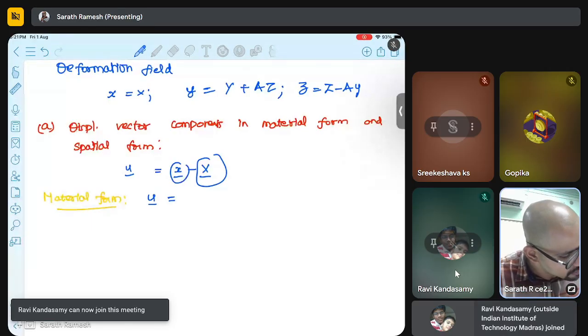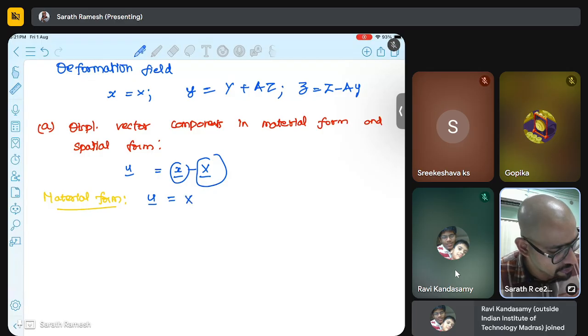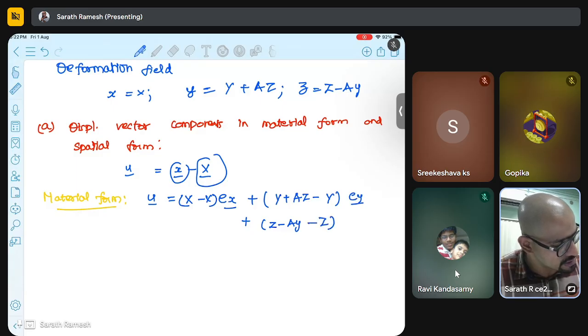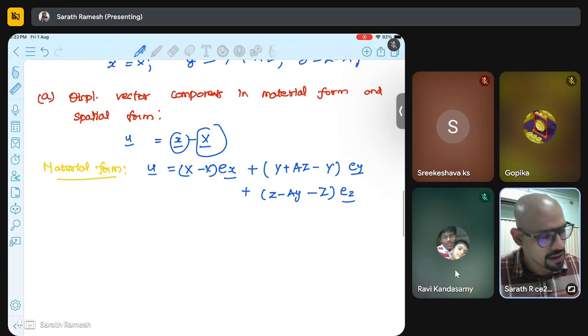So small x is capital X, they have given minus capital X. This is the EX component, plus small y is capital Y plus AZ minus capital Y, plus small z is capital Z minus AY minus capital Z. This is EY and this is EZ. If you are not getting anything, please feel free to unmute, stop me and ask at the same time.